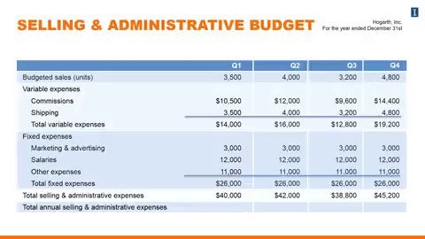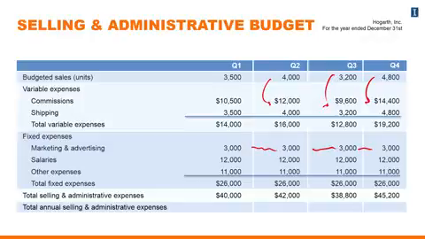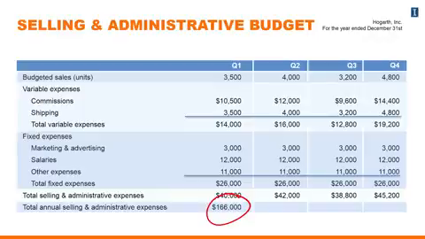Just like with overhead, we expect that the variable expenses will fluctuate from period to period, as they are correlated with the corresponding projected sales volume. Fixed expenses, on the other hand, stay relatively flat. Ultimately, the total selling and administrative expenses are calculated by quarter and can be summed up to estimate the annual selling and administrative expense total.